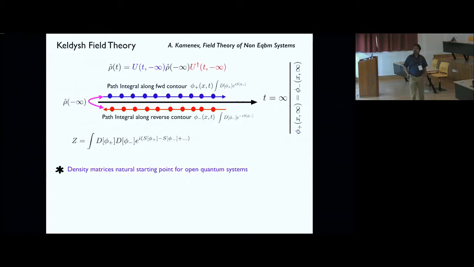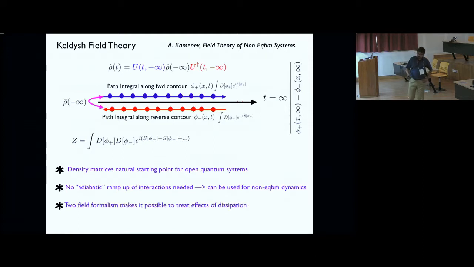Okay, so now why is this a good thing for open quantum systems? Because density matrices are obviously the natural starting point for open quantum systems. Even if you start with a pure state, you might end up in a density matrix. So it makes sense to start with a formalism which starts with density matrices. There's no adiabatic ramp up of interactions needed when you go to interacting field theories, unlike standard field theories, which means it can be used for studying non-equilibrium dynamics. It makes it possible to treat effects of dissipation.